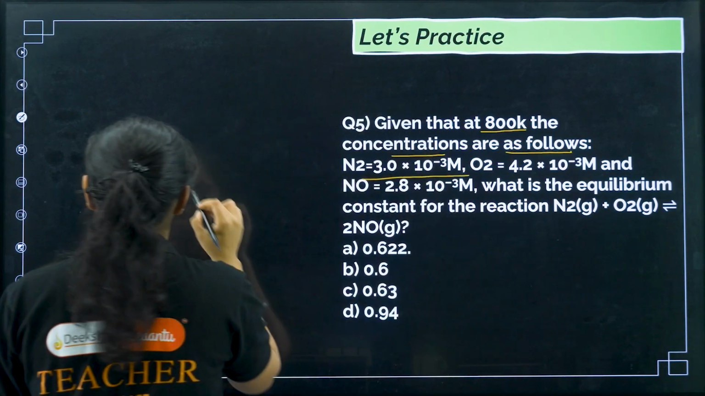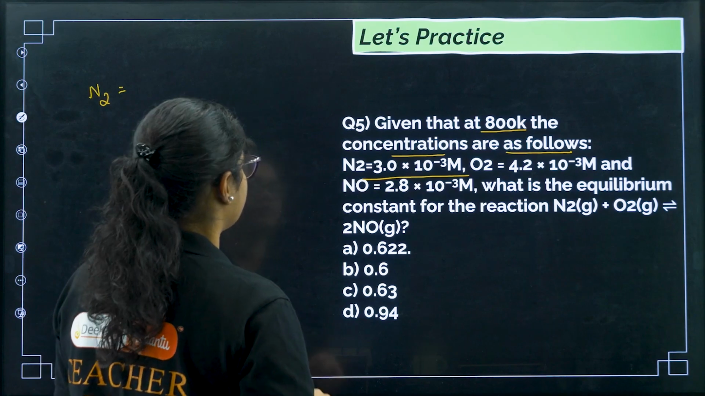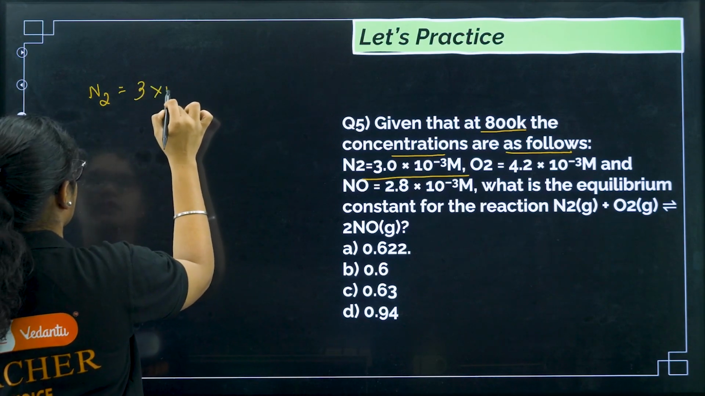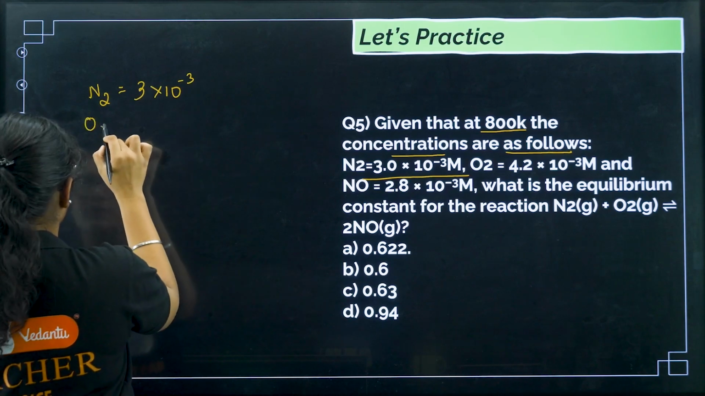Next, coming to question number 5: given that at 800 Kelvin the concentrations are as follows. Let us note down first. N2 concentration is 3 into 10 to the power of minus 3. O2 is 4.2 into 10 to the power of minus 3.